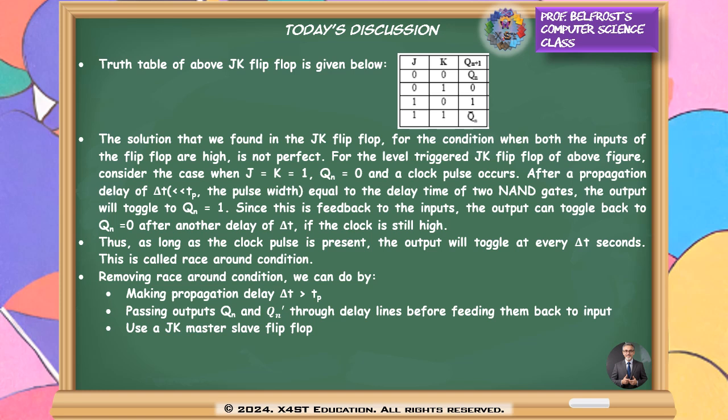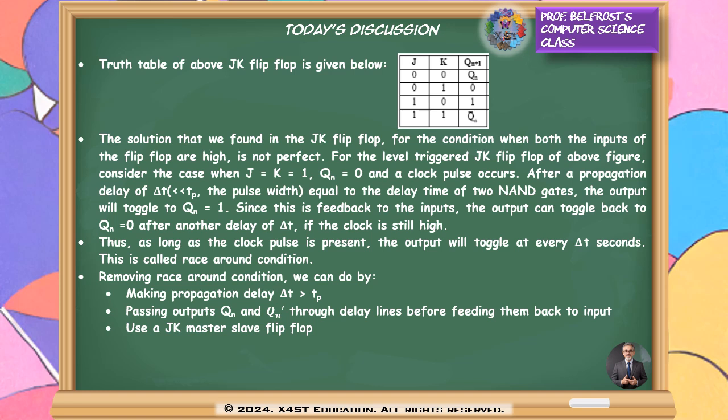And since this is fed back through the inputs, the output can toggle back to Qn=0 after another delay of delta t if the clock is still high. Thus, as long as the clock pulse is present, the output will toggle every delta t seconds, and this is called the race-around condition. To remove this condition, we sometimes need to do these things.